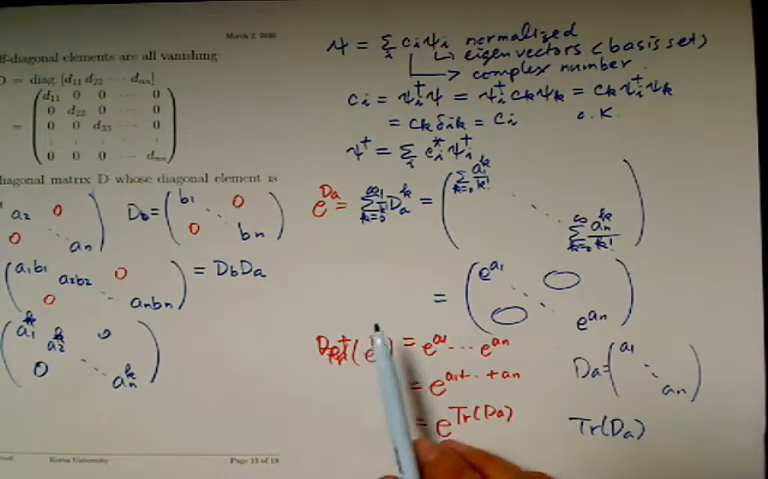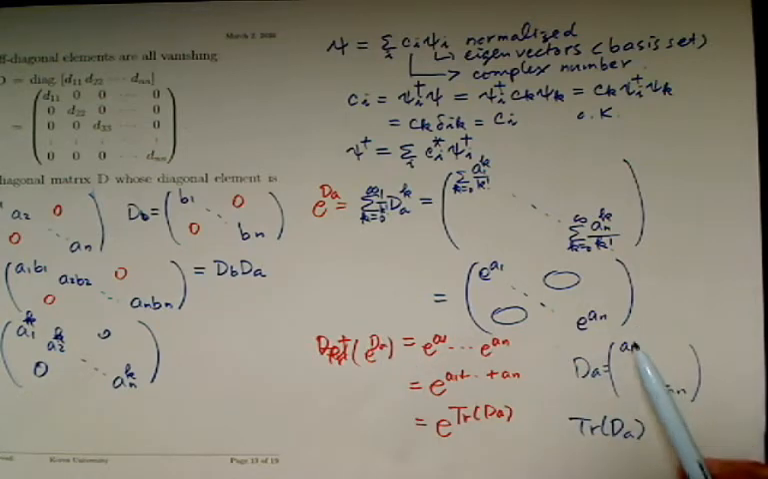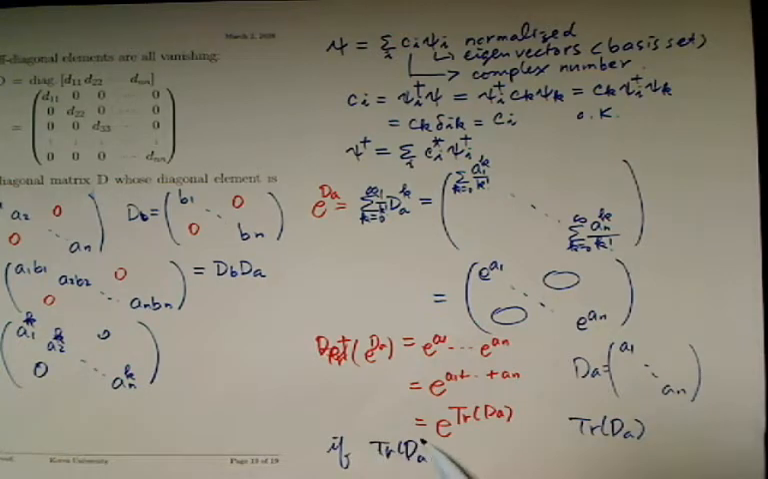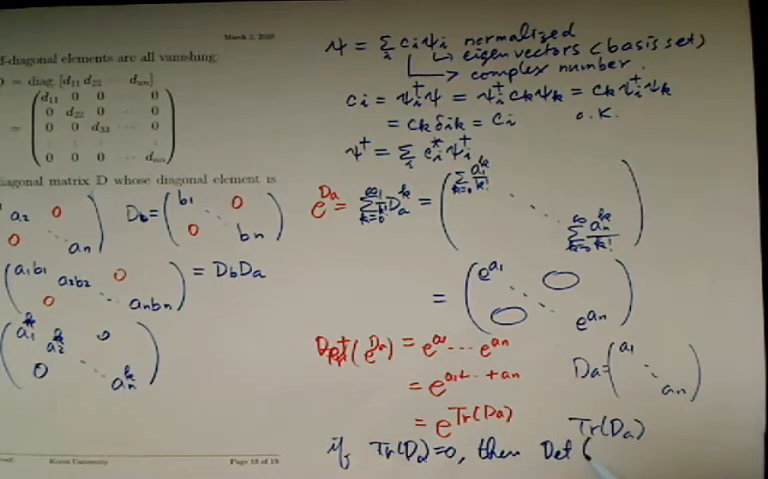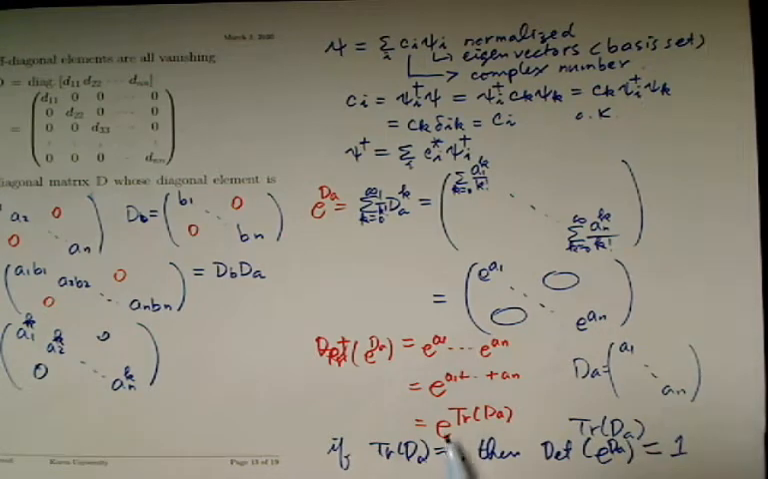Suppose that this diagonal matrix is traceless. That means the sum of all the diagonal elements vanishes. Then if trace dA equals 0, the determinant of exponential dA equals 1. Because the trace vanishes, it is e to the 0th power, which is exponential 0, so the determinant equals 1.